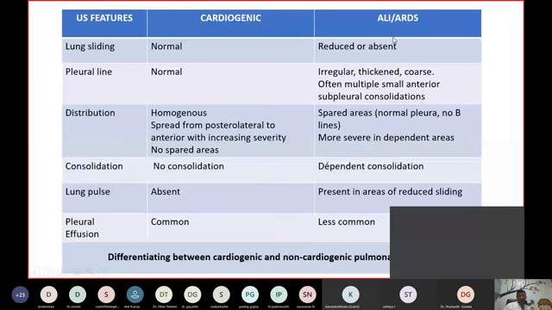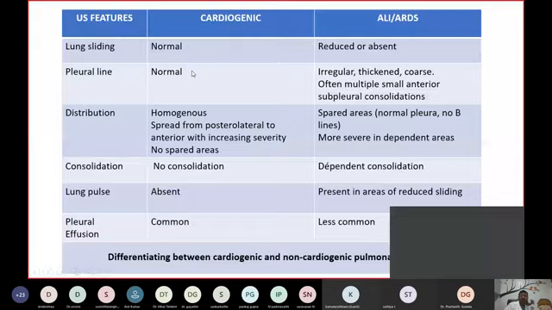It is just the summary of the findings we saw. So in cardiogenic edema, you will have a normal pleural line. In ARDS, you will have an abnormal pleural line. Here, the distribution of B lines will be homogeneous, everywhere it will be there, whereas here it won't be homogeneous, more in the dependent parts. There won't be any consolidations in a cardiogenic pulmonary edema. There won't be any lung pulse in the cardiogenic pulmonary edema, and effusions are common with cardiogenic pulmonary edema, and they are less common with ARDS.